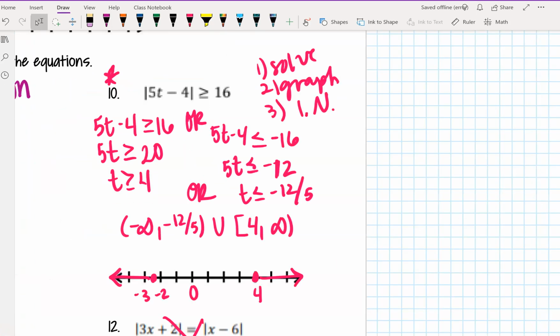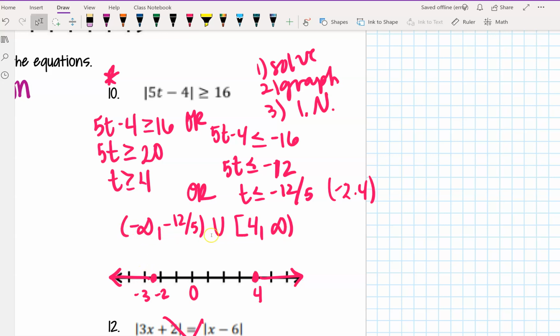All right, so for number 10, you should have t is greater than or equal to 4, or t is less than or equal to negative 12 over 5, which actually works out to be negative 2.4. So in case that's what you have. This is an or because this is a greater than or equal to, so it is or. The graph is down below. You're including 4 and negative 2.4.